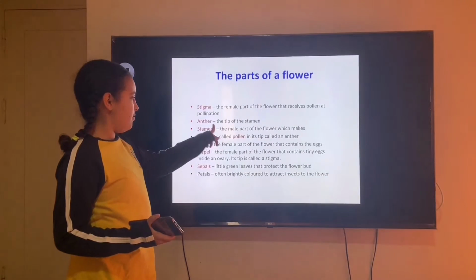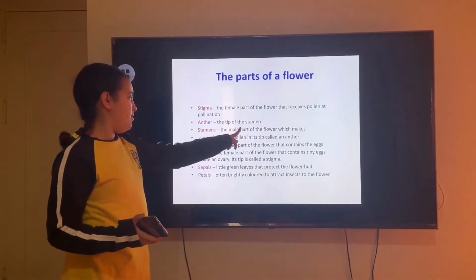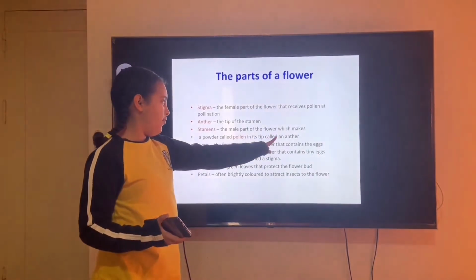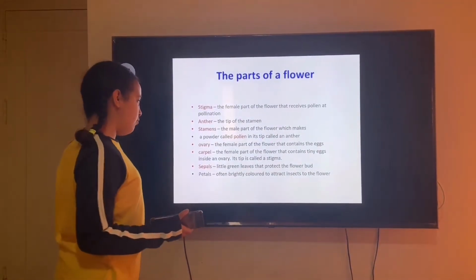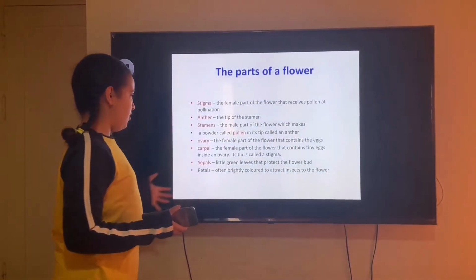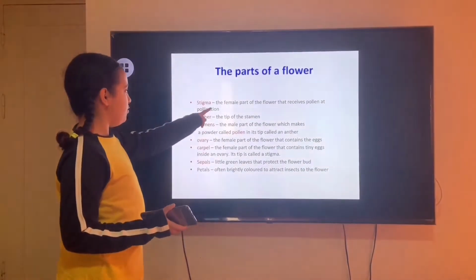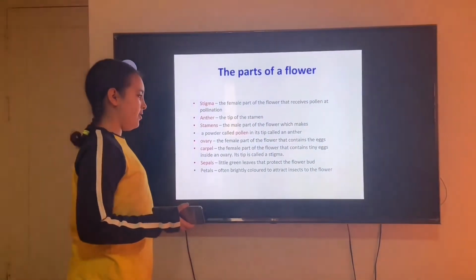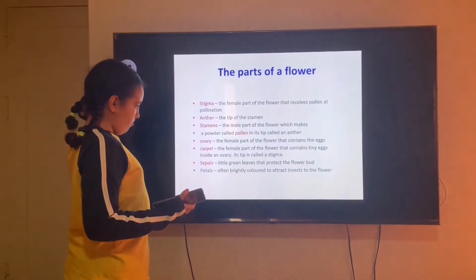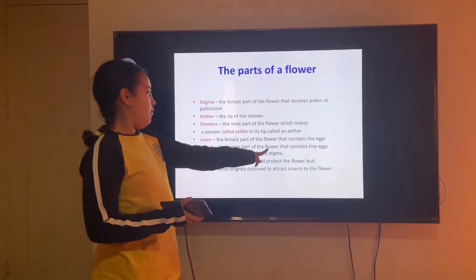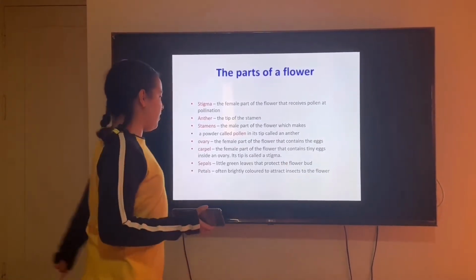And the anther is the tip of the stamen. The stamen is the male part of the flower, which makes a powder called pollen. So the stamen makes a powder. It's pollen, which goes to the stigma and goes inside and gets to the seed. This is pollination. Okay, the ovary is the female part of the flower that contains the eggs.